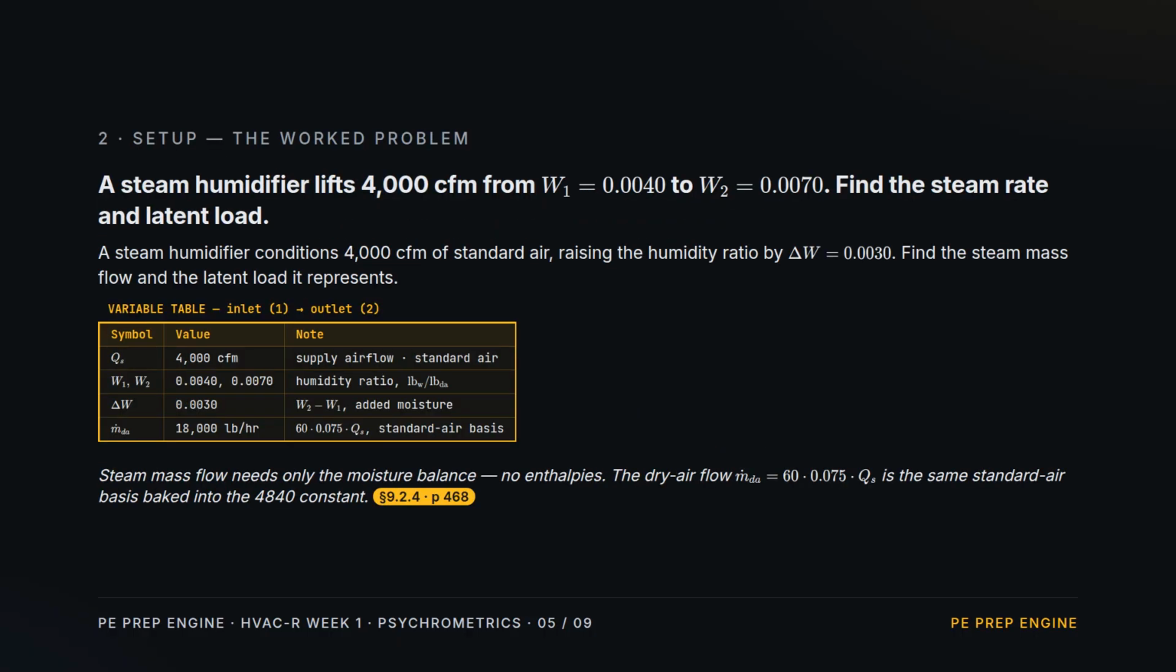Setup. A steam humidifier takes 4,000 CFM of standard air and lifts the humidity ratio from 0.0040 to 0.0070, a rise of 0.0030. The dry airflow on the standard air basis is 18,000 pounds an hour. Find the steam rate and the latent load.